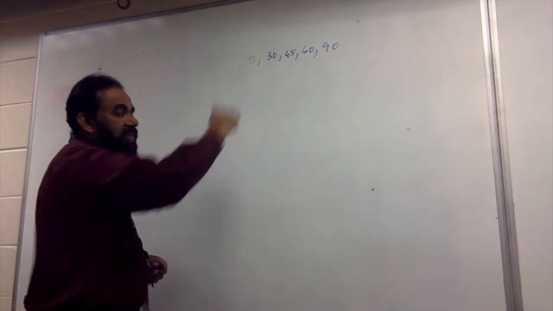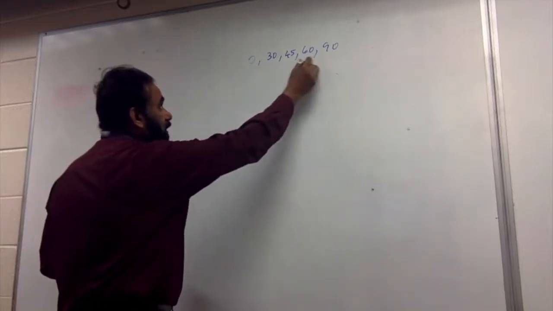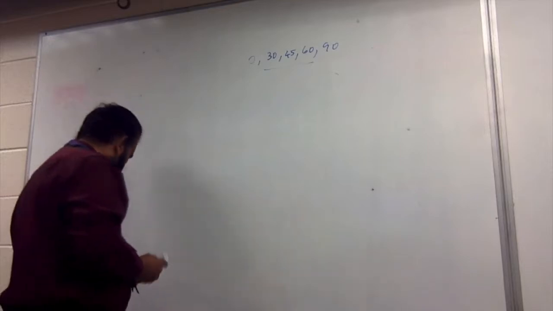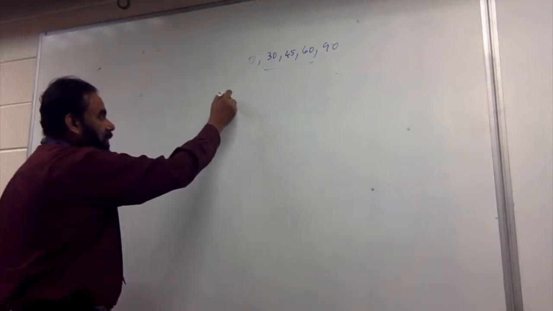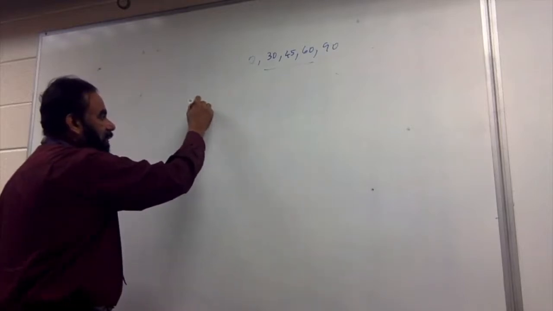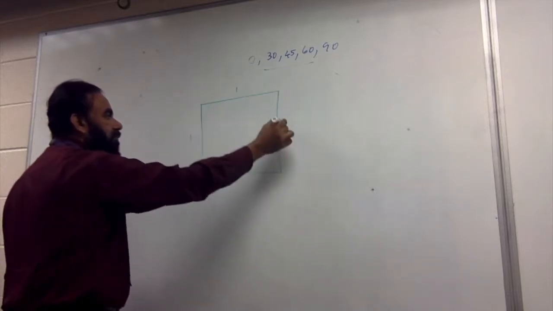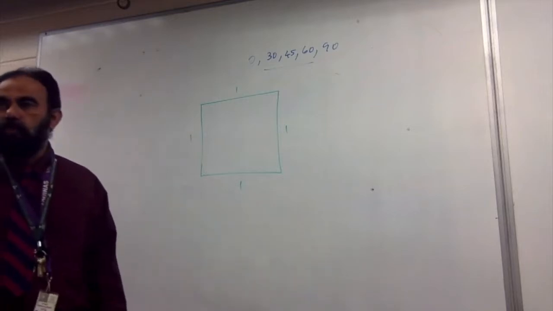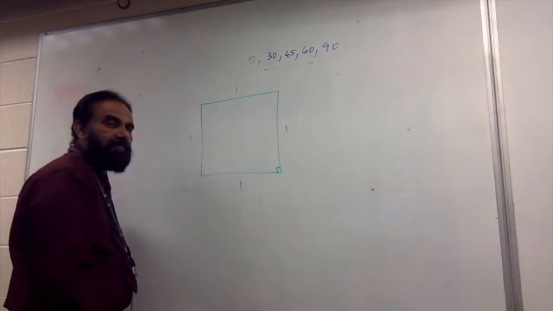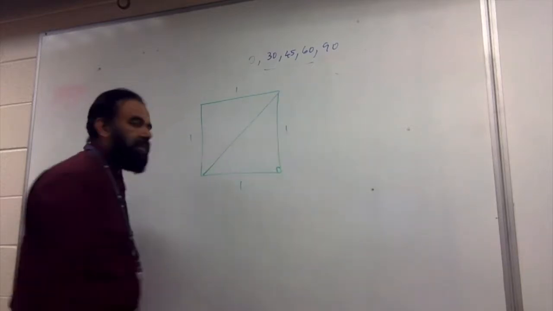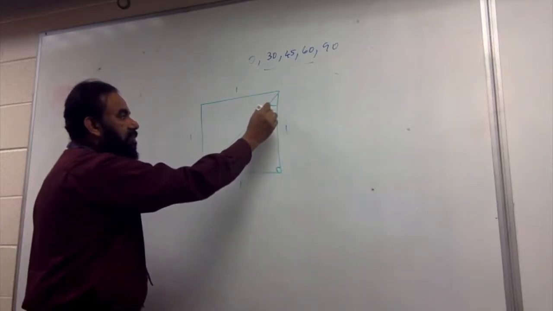You know about zeros and 90s, right? Zeros and 90s are clear, so you don't worry about them. We are concerned about these. So how do we do this? To find out those things, let's take a square of side 1. This is a 90-degree angle. If I join this diagonal, what angle is this? And this one is also 45.